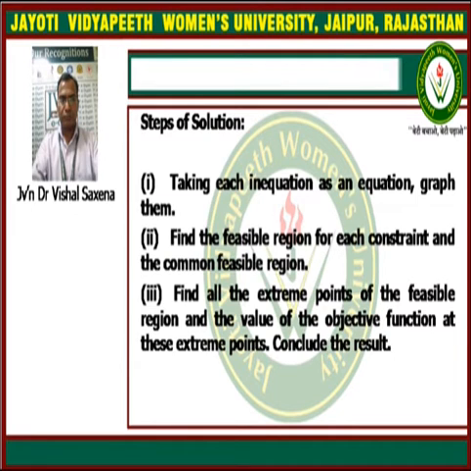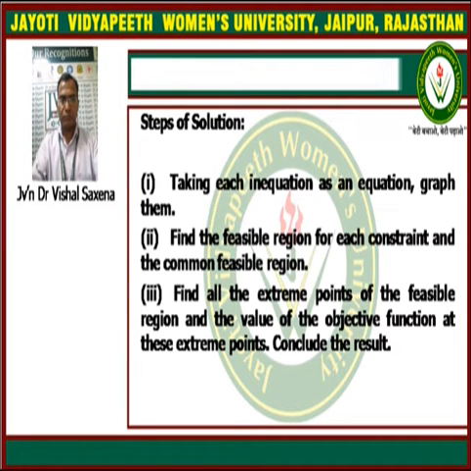So how can we solve a problem by the graphical method? These are the few steps to solve the problem. First of all, take each inequation as an equation and graph them. So first we have to convert the inequalities into equalities and then graph them. Second, find the feasible region for each constraint and the common feasible region, that is, the common feasible region by all the constraints and with the non-negative conditions. The third point is to find all the extreme points of the feasible region and the value of the objective function at these extreme points.